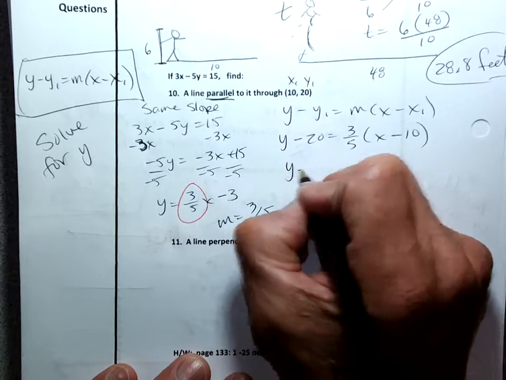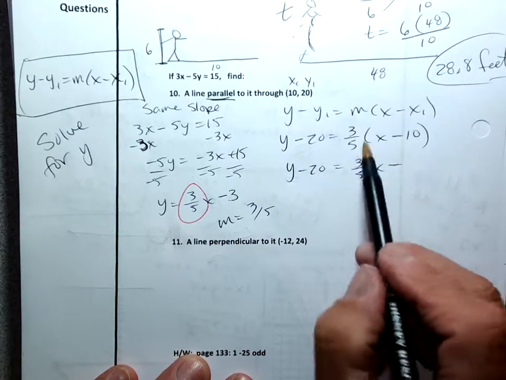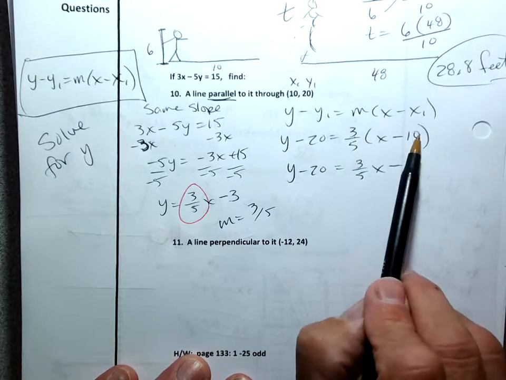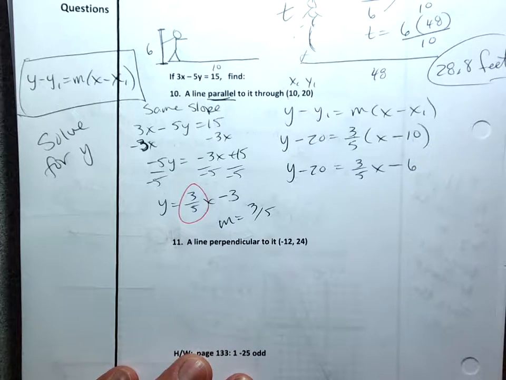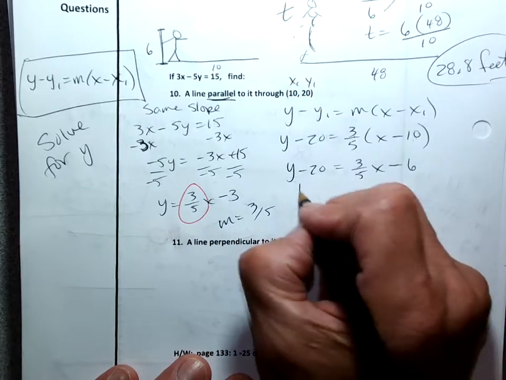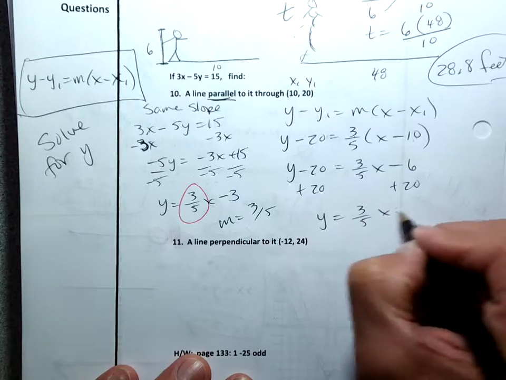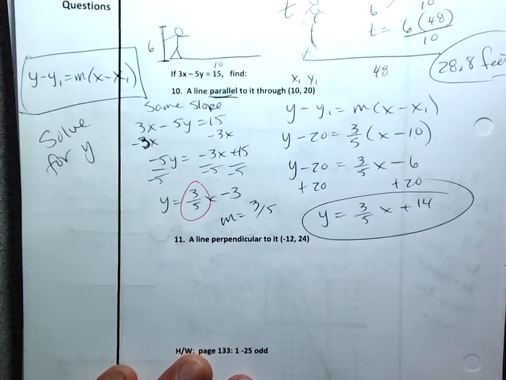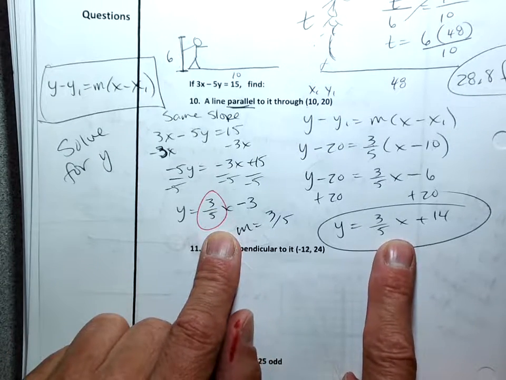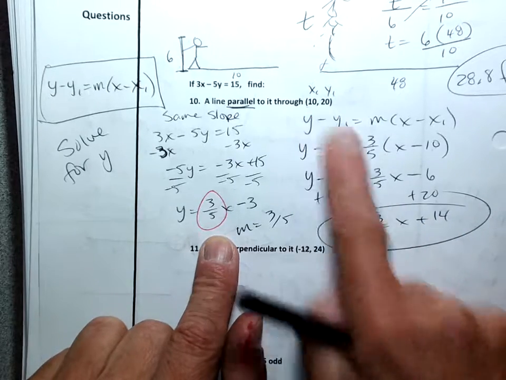I have to simplify it now. So I'll go y minus 20 equals 3/5 x minus, let's see, 3 times 10 is 30 divided by 5 is 6, right? Or 5 goes in 10 2 times, 3 is 6. Okay, plus 20, we're almost done, plus 20. Y is equal to 3/5 x plus 14. Let's take a look. Okay, so sure enough, these lines are parallel, aren't they? They are parallel, same slope. And this line does go through the point 10, 20 because I used the point to make it.